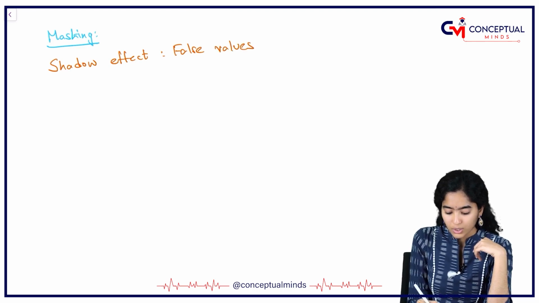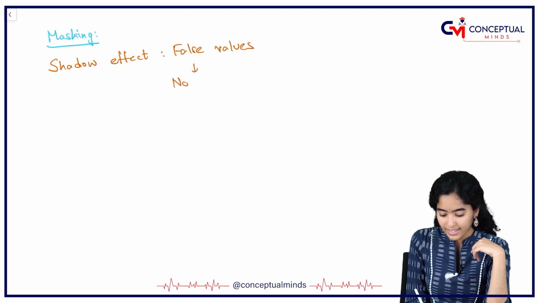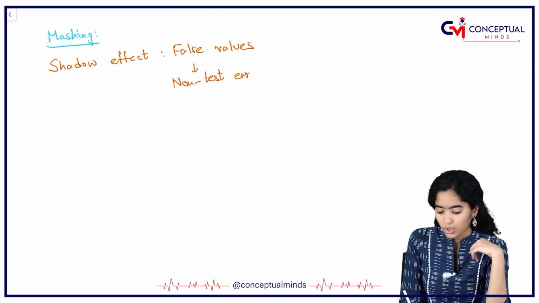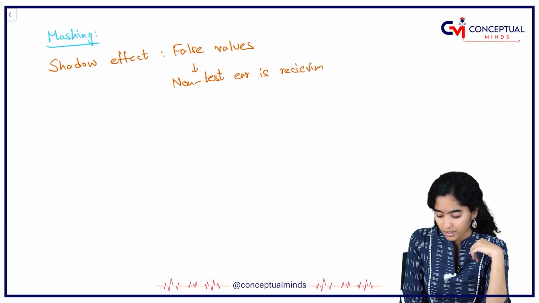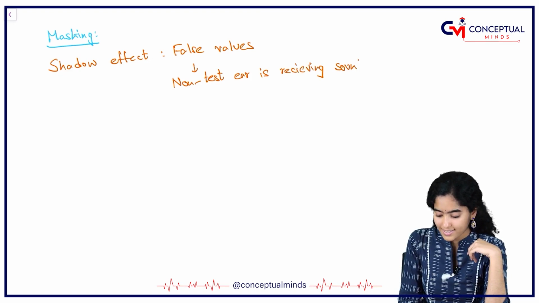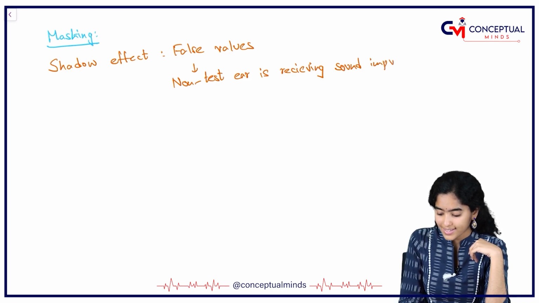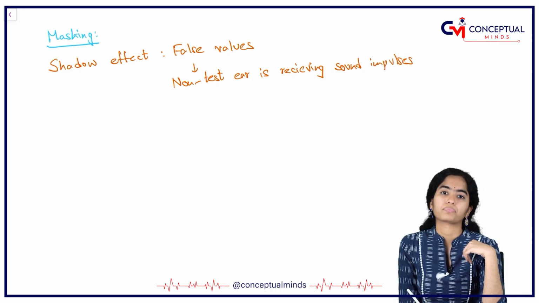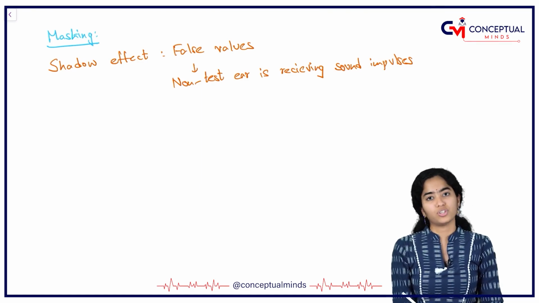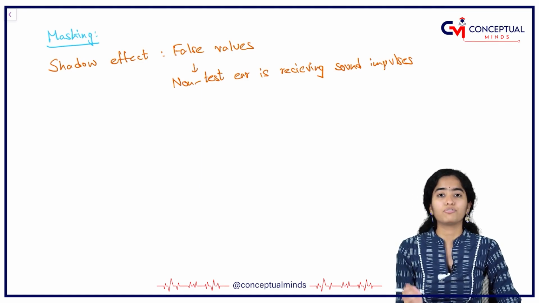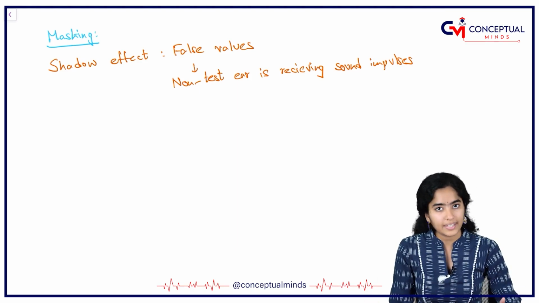It is giving you false values. Why? Because the non-test ear is interfering with the test ear's results. The non-test ear is receiving sound impulses and it is responding. So we do not want this to happen. We want to measure the hearing ability of both the ears separately.